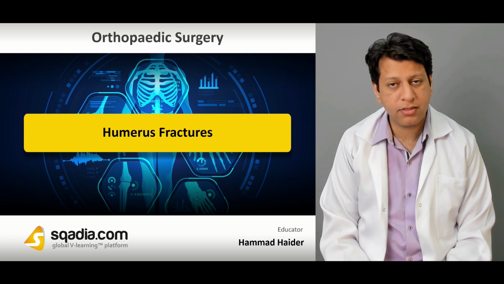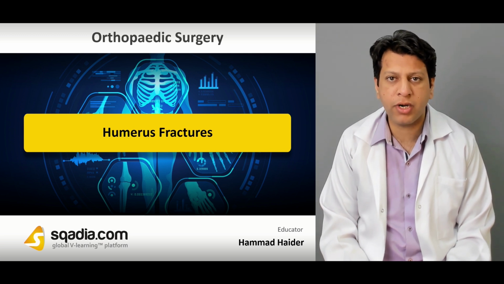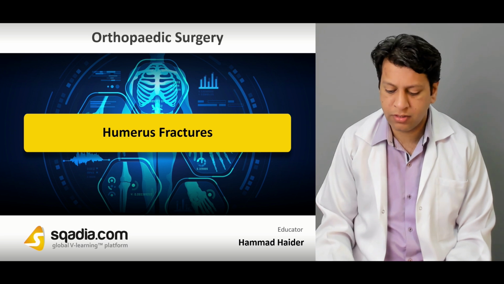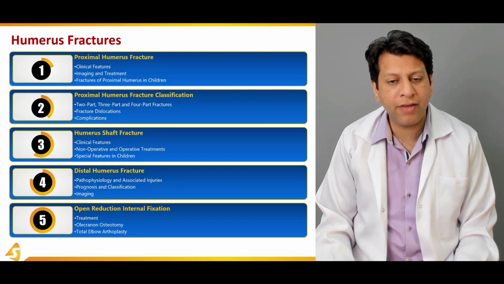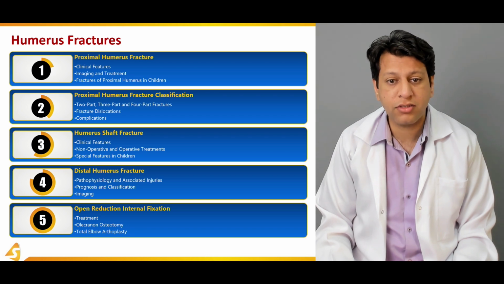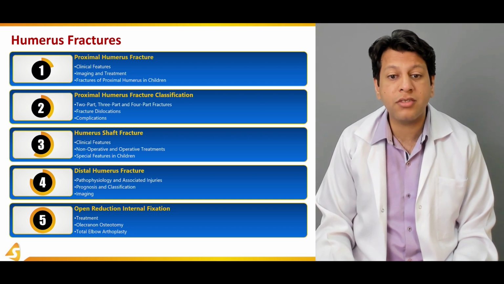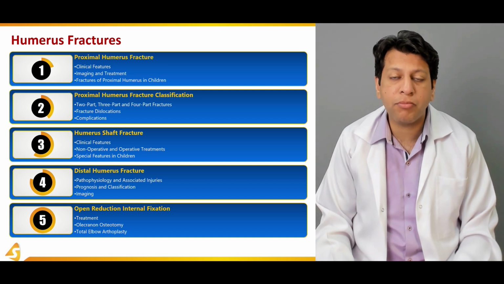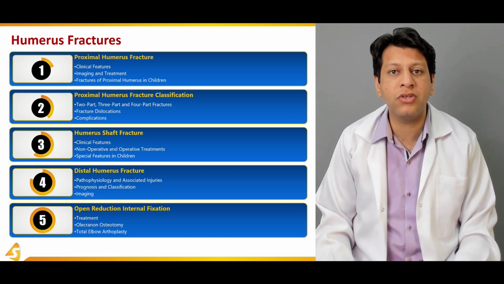Today we will be discussing one of the very important bones in our body, that is the humerus bone. We will have 5 sections. In the first section we will be discussing proximal humerus fractures, what are their clinical features, imaging and treatment, and how do we classify the proximal humerus fracture, especially in children.